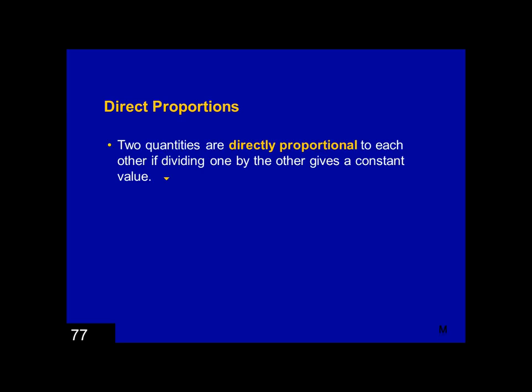There are several kinds of proportions that chemistry students need to understand. The first one is direct proportions. Two quantities are directly proportional to each other if dividing one by the other gives a constant.